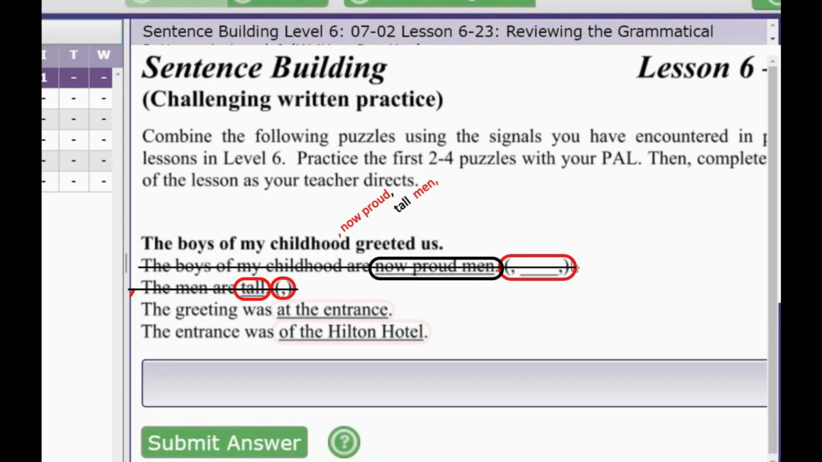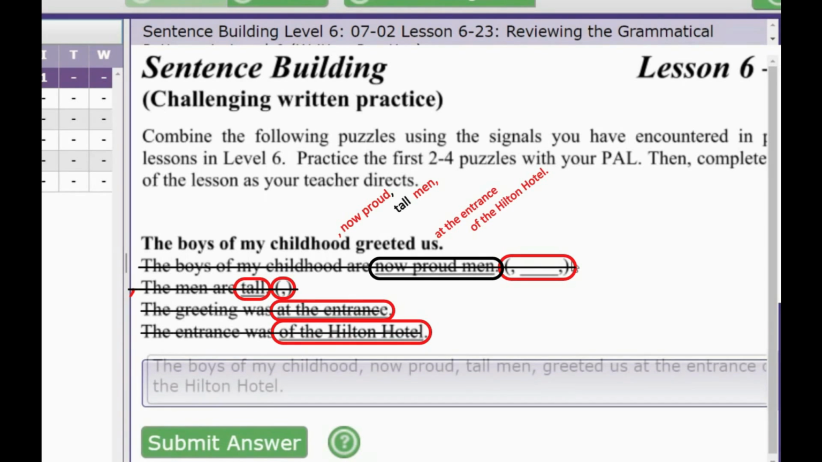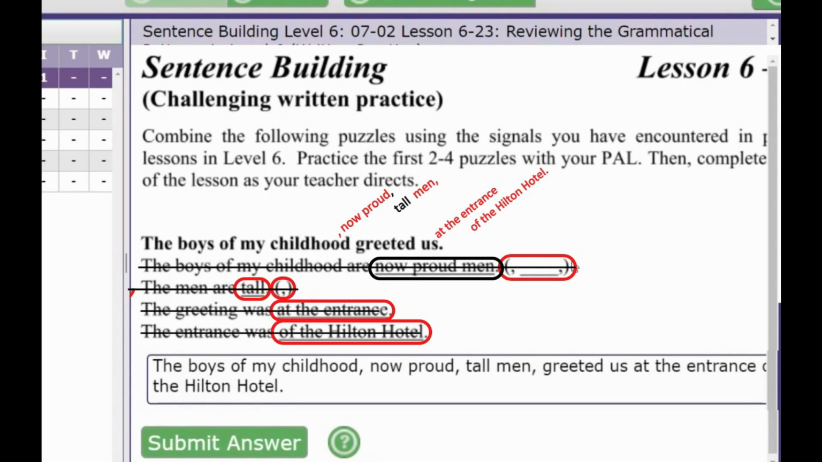Finally, we can insert the underlined phrases from the last 2 signal sentences immediately after what they describe. In this example, we will insert at the entrance and of the Hilton Hotel after greeted us. Now that we have used the underlined phrases, we can delete the rest of the words from their signal sentences. Let's read our final combined sentence. Capital T, the boys of my childhood, now proud, comma, tall men, greeted us at the entrance of the Hilton Hotel, period. That sounds like an acceptable English sentence.